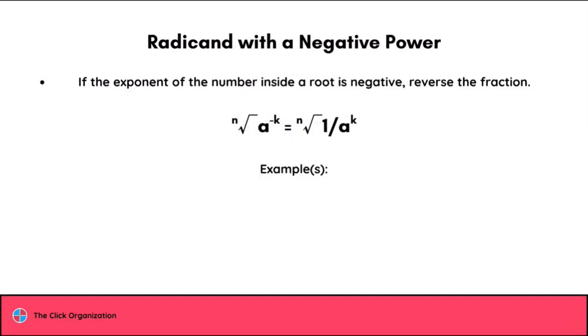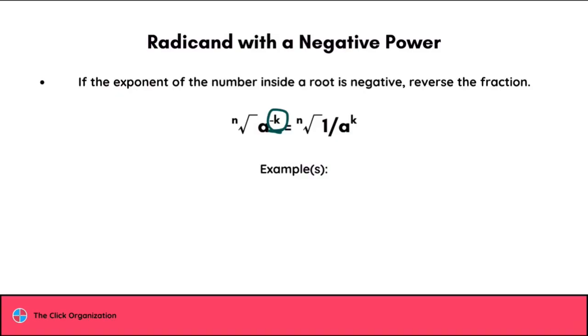Okay, let's go for the fifth and final rule for this part, radicand with a negative power. This is a very, very simple rule. If the exponent of the number inside a root is negative, reverse the fraction. Just that. Just reverse it, because if you remember, this is a mandatory thing that when we have a negative power, we only need to reverse it as a fraction in order for the power to be positive. And no matter if it's in a root or if it's alone, this rule should be followed.